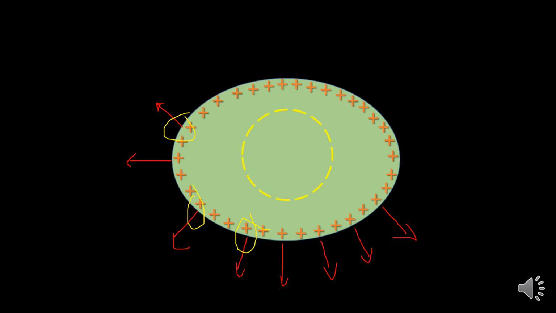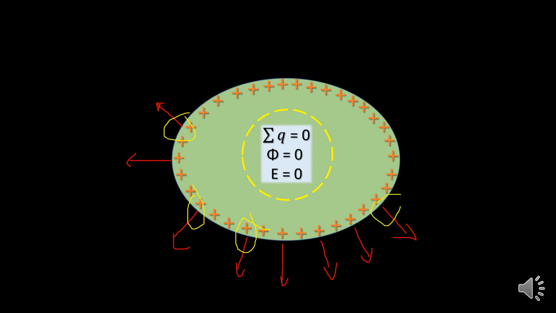But inside, if you imagine a Gaussian surface, you will notice that charge enclosed by the Gaussian surface is zero. So flux will be zero, and hence electric field inside will be zero. Though the conductor is producing electric field outside, inside there is no charge, there is no electric field. So again, inner part has no field line, no field.